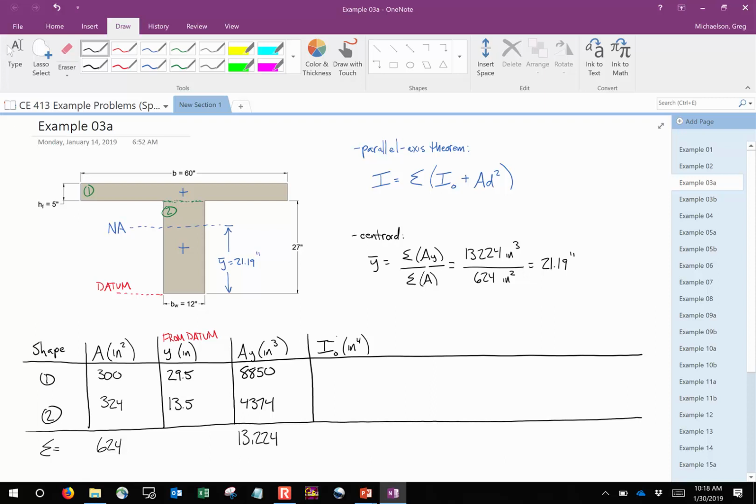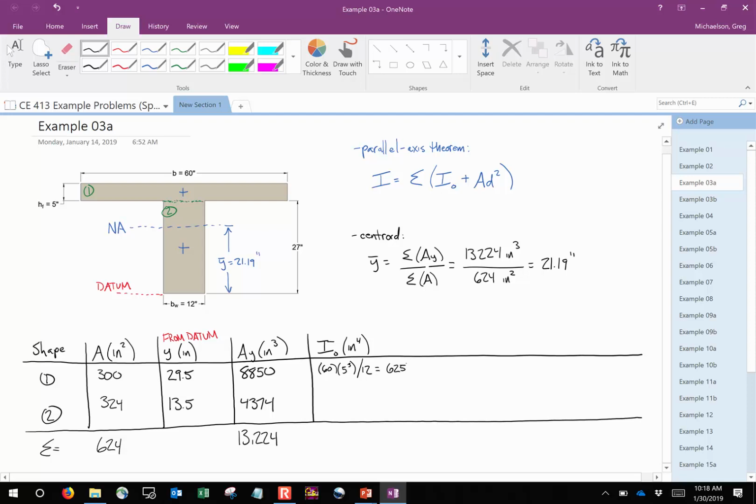So what's the formula going to be for shape number 1? There we go, 60 times 5 cubed over 12, not the other way around, because the width is 60 and the height is 5. So this is going to be 60 times 5 cubed divided by 12. And that's going to equal what? Say it again. 625.